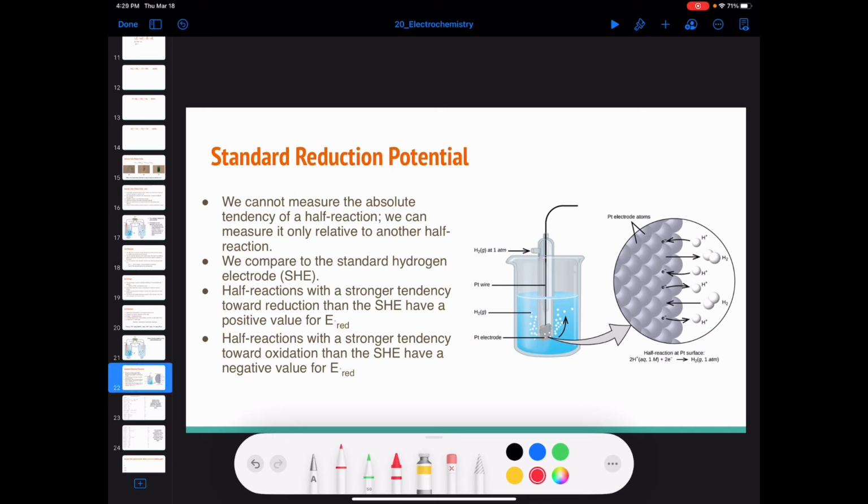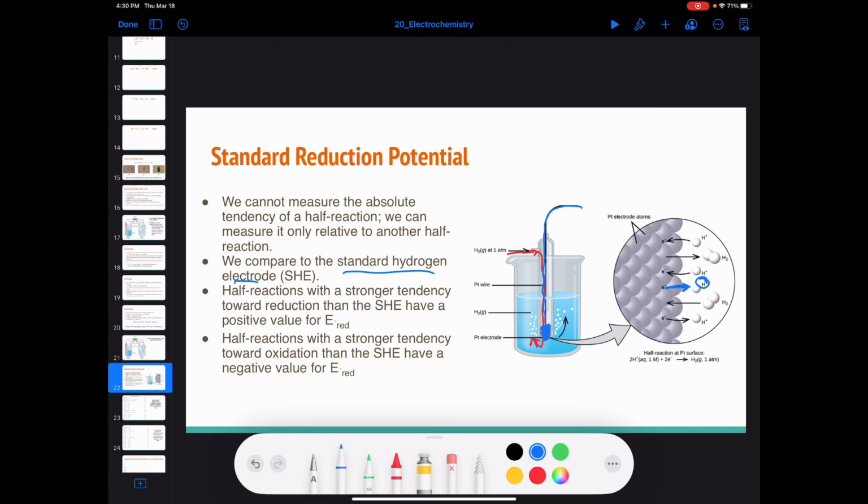But what matters is that we also have this platinum electrode right here. Again, it's inert, it doesn't do anything, but it provides a nice surface for the reaction to take place. Also, it gives us somewhere good to attach this wire, because otherwise how are you going to make a battery with no wire? At that surface, the hydrogen gas sticks onto it, and the electrons end up reacting with the hydrogen ions and reducing them into hydrogen gas. Because of this, we call this the standard hydrogen electrode, or SHE.